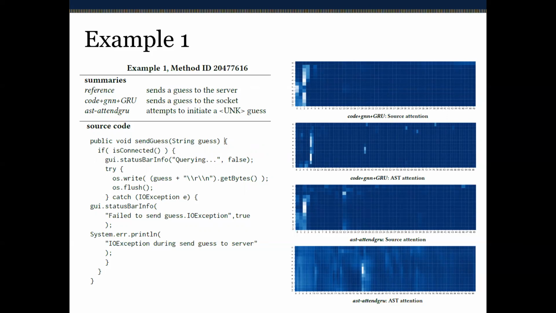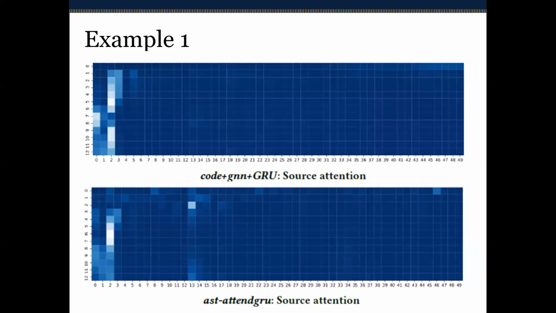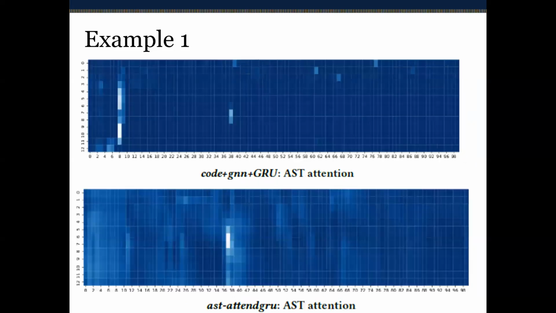So let's take a look at what the CodeGNN-GRU model is attending to when trying to predict the first token in the sequence. Here we compare the source code attention of the CodeGNN-GRU model on top and AST attend-GRU model on the bottom. Both of these models attended to the source code in a very similar way. This is interesting because the AST attend-GRU model predicted the wrong token, but the CodeGNN-GRU did not. Looking at the AST attention, we see big differences. The CodeGNN-GRU model attended to the tokens send and status, while AST attend-GRU is focusing on the token expression statement.